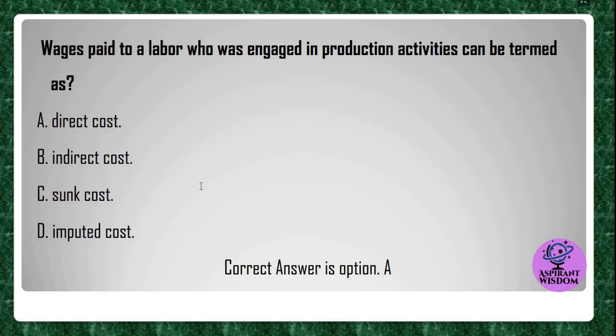Wages paid to a labor who was engaged in production activities can be termed as A. Direct cost. B. Indirect cost. C. Sunk cost. D. Imputed cost. Correct answer is option A.